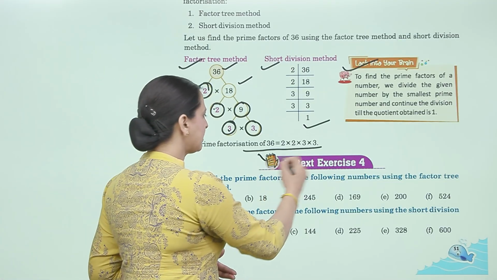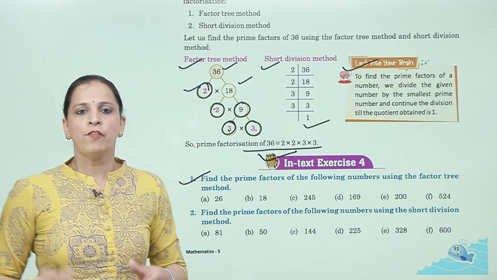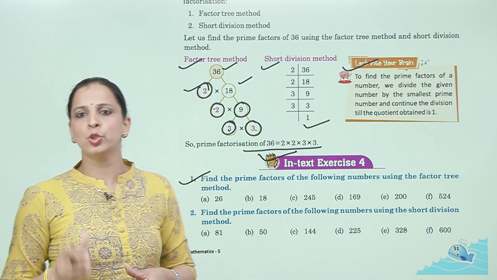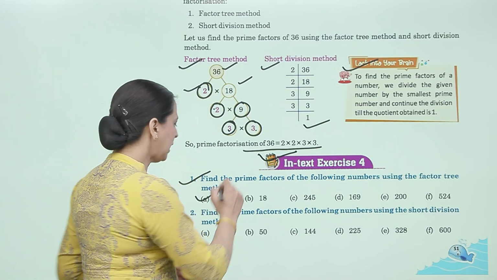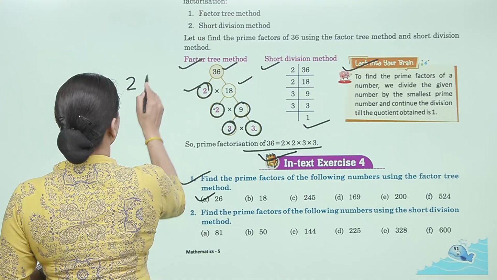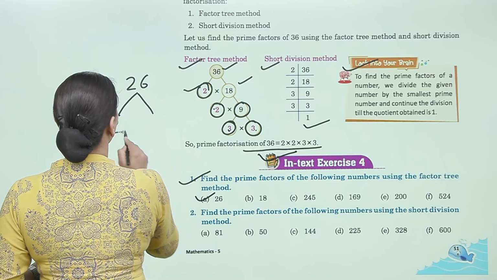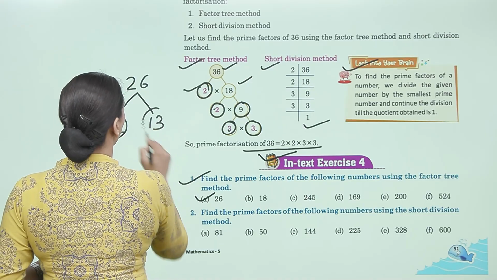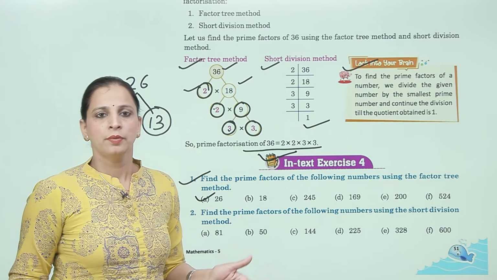Now in text exercise 4, question number 1. Find the prime factors of the following numbers using the factor tree method. Now A is 26. 26. Now 2 into 13. 2 and 13 both are prime numbers.